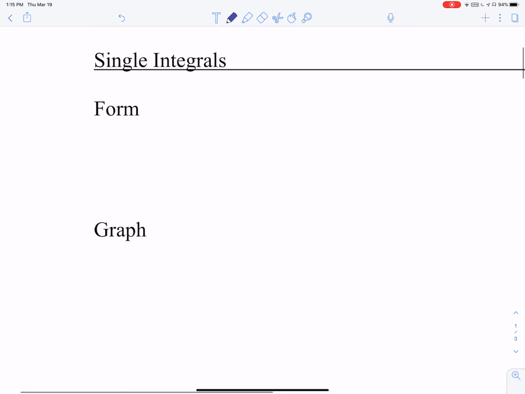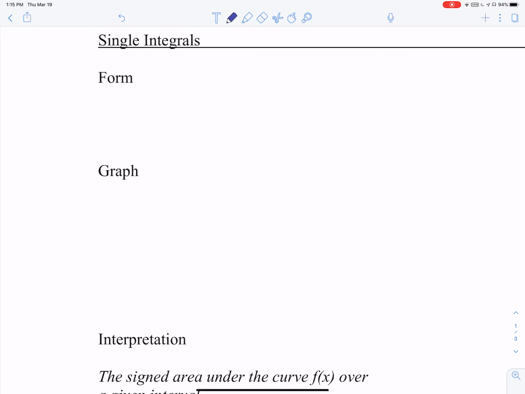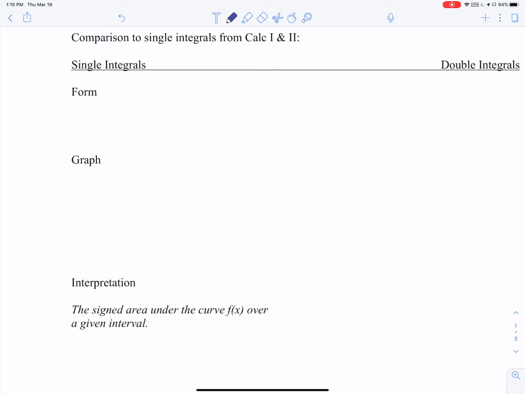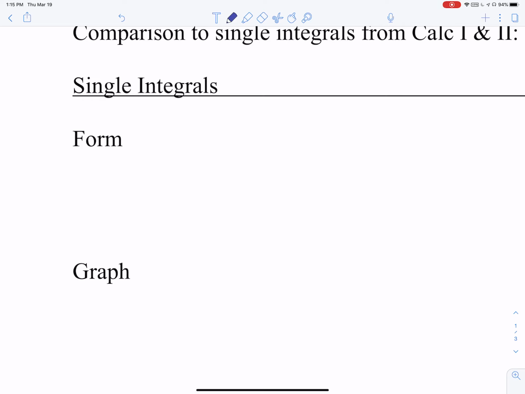So the ways I want to look at integration is in 3 different perspectives. One, the form, the mathematical syntax we use to write them, the graph of what's going on, as well as a statement about the interpretation of what we just found with an integral. So starting with single integration, the form is something we've seen all the time. So you're very used to seeing this from Calculus 1 and 2. It's a single integral of a function with one independent variable, f of x dx, right? One variable function with one variable of integration.